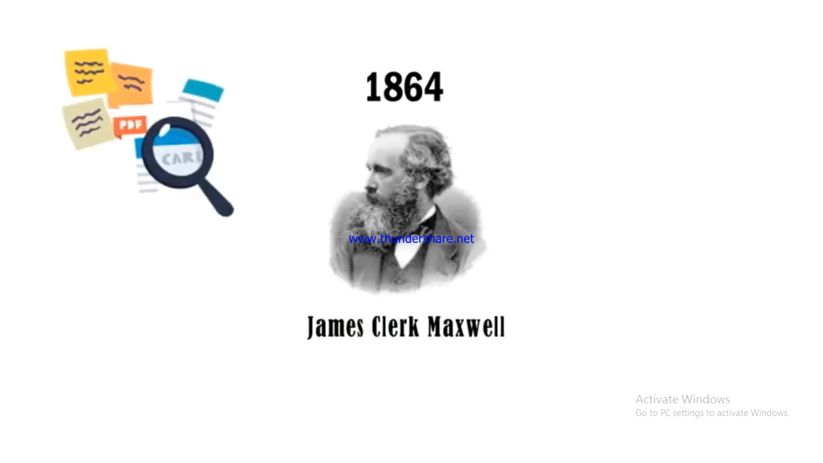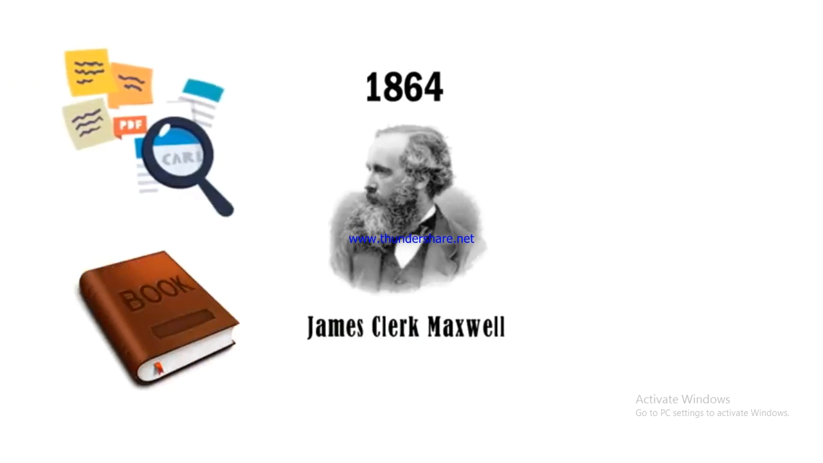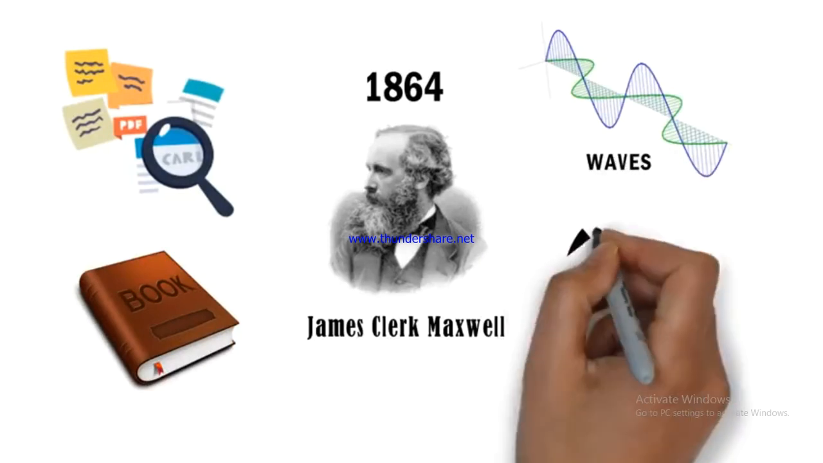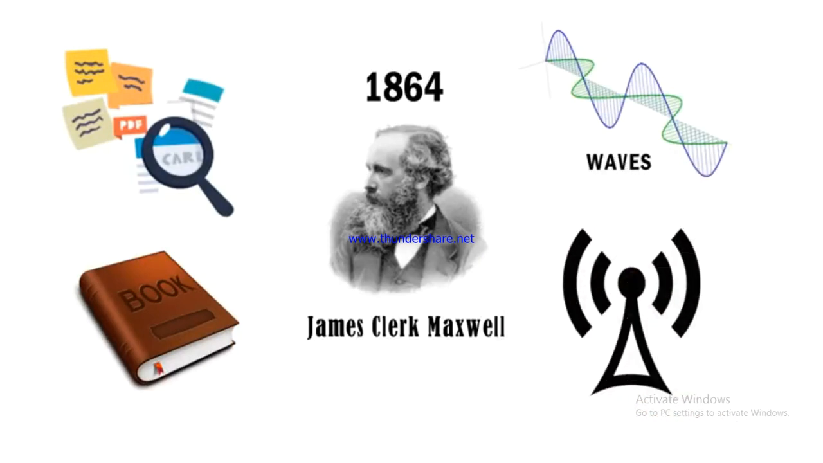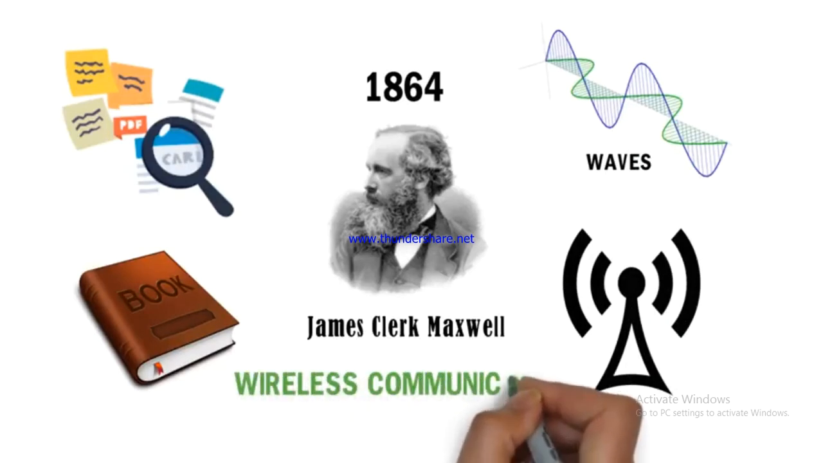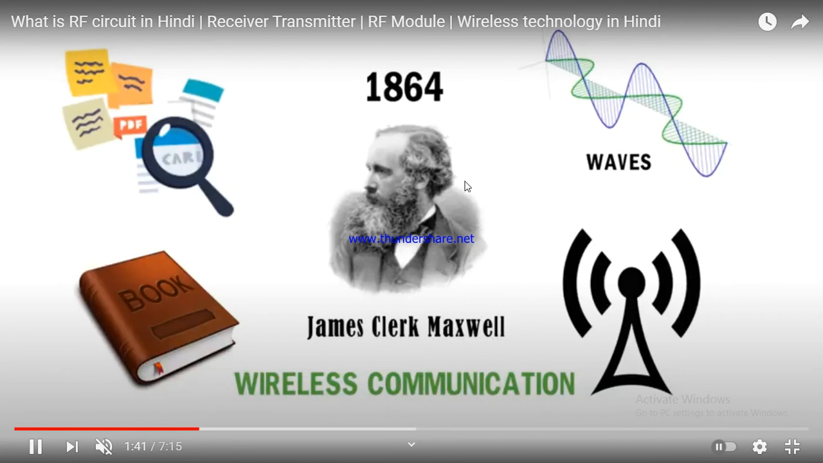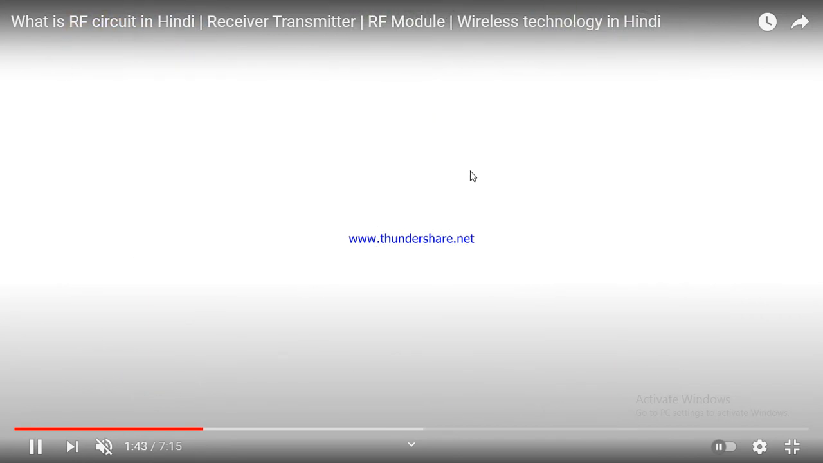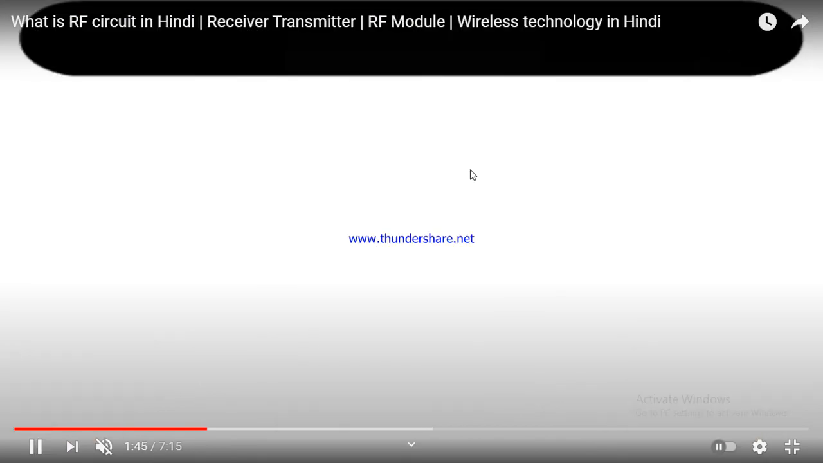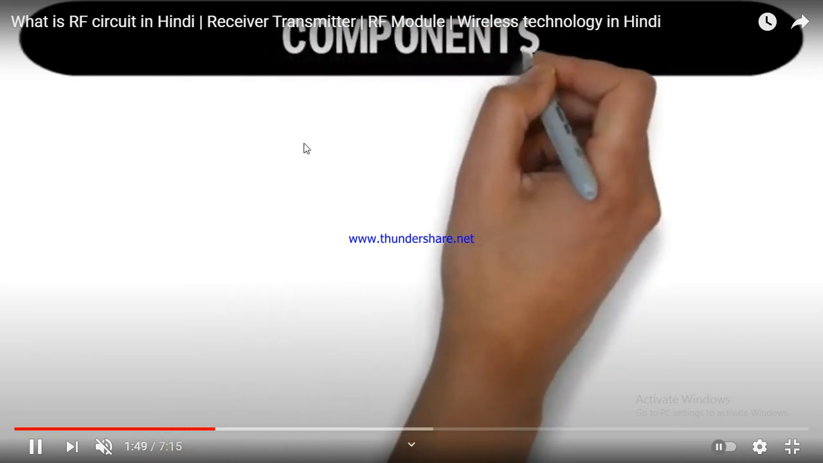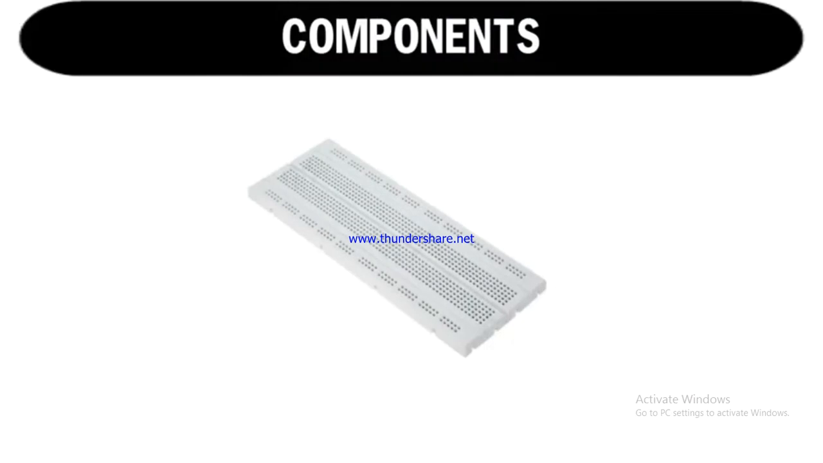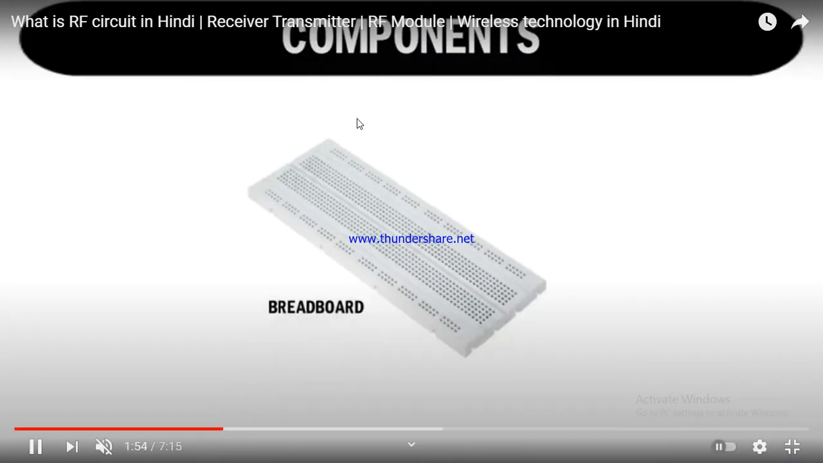Here is the scientist who invented this technology. In 1864, James Clerk Maxwell first discovered this wireless communication phenomenon. By using an RF module, wireless communication becomes easy, sending information from one destination to another.